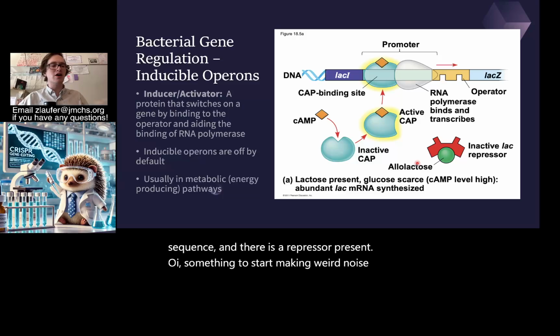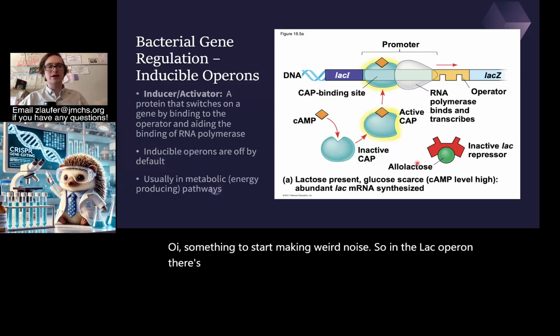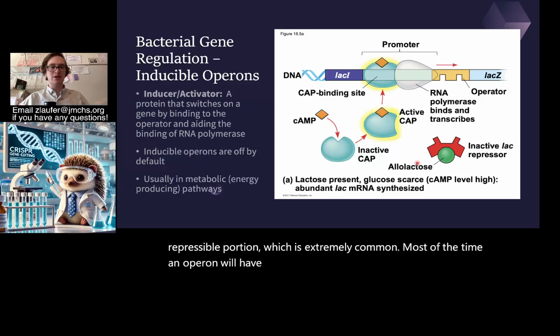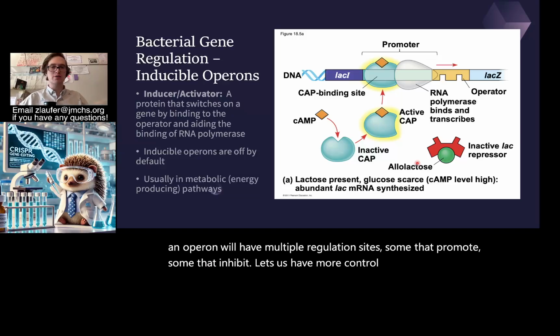So in the lac operon, there's actually both kinds. There's an inducible portion and a repressible portion, which is extremely common. Most of the time, an operon will have multiple regulation sites, some that promote, some that inhibit. Lets us have more control over what proteins we actually make and how much of that we actually make.